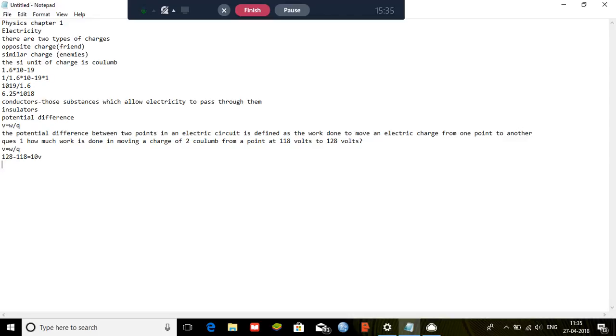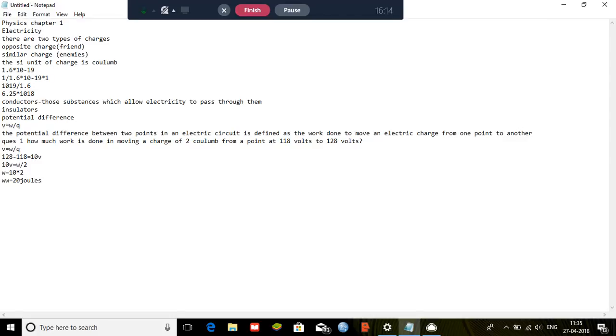Now we just apply the formula. 10 volts equals work done upon charge moved. The charge moved is 2 coulomb. So W, the work done, equals 10 into 2, that is W equals 20 joules.